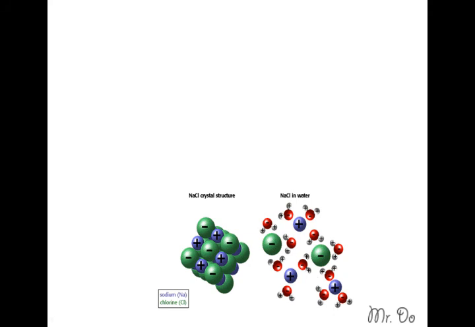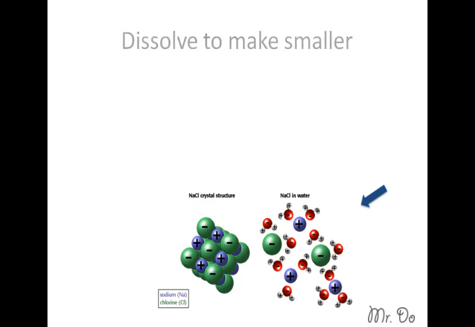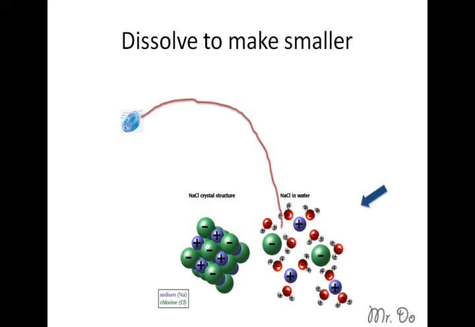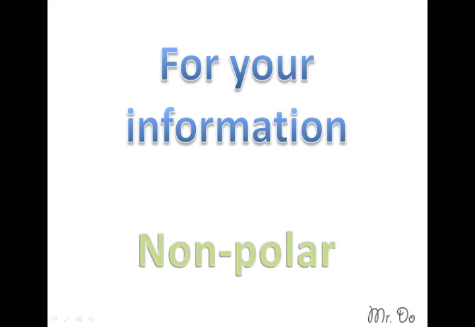So why do things need to be broken up into smaller parts? Why does, for example, salt or sugar need to be broken up into smaller parts? Well, remember, cells are very tiny. So when we break these things up into smaller parts, they are then able to be transported into the cell. Otherwise, stuff wouldn't get into the cell.